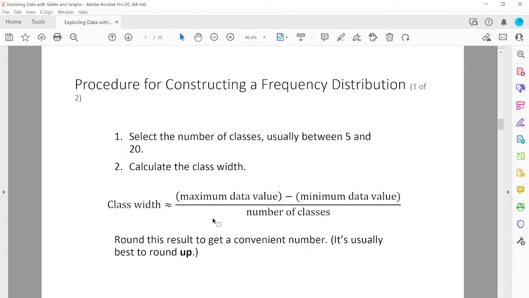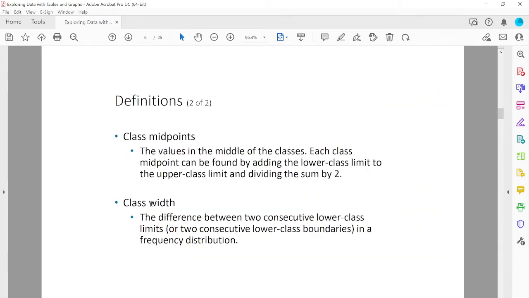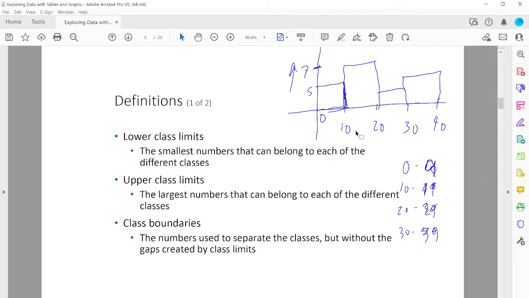And so to construct a frequency distribution, first of all, we need to select the number of classes. How many classes would you like to use? It could be something between 5 and 20. That would be meaningful. That's up to us. 5 to 20 is a meaningful number of classes. And then from there, calculate the class width. As you can see here, class width is the difference between two consecutive lower class limits. In this example, the class width is 10.